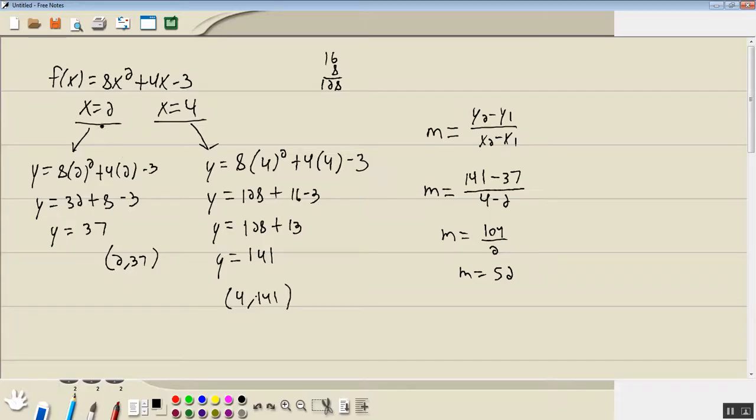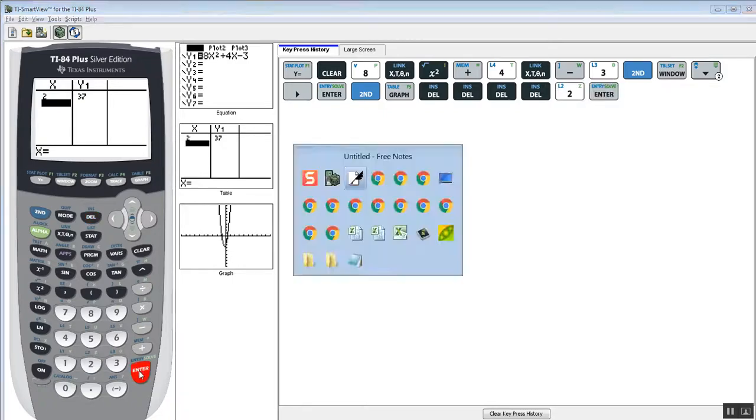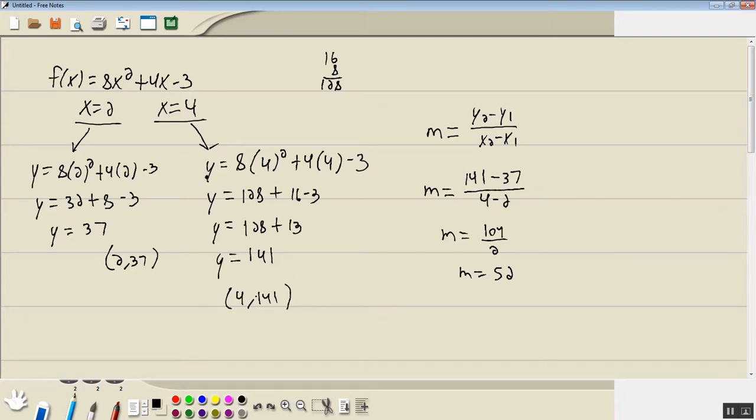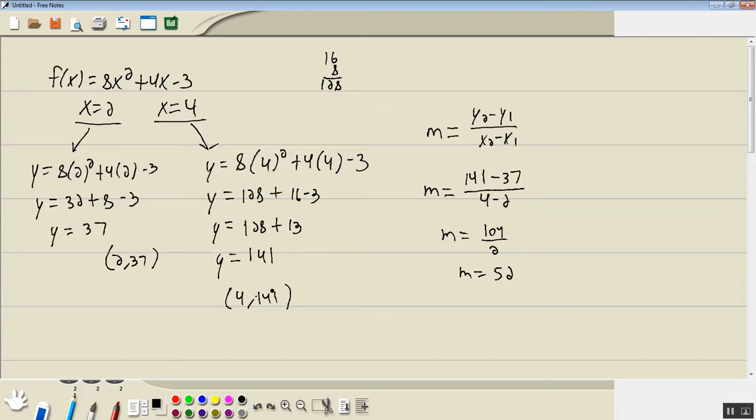So like this first one, x equals 2. Well, if I put 2 in, we get 37. And if I put in 4, you get 141. So you see it can simplify this quite a bit.